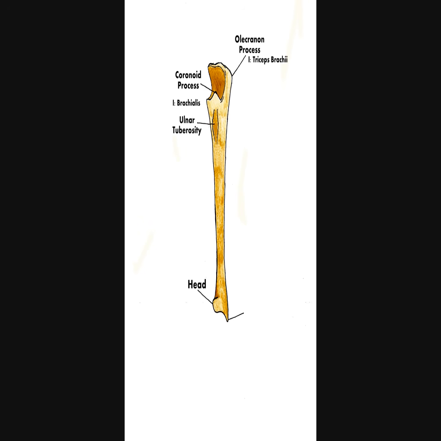Just next to that, you have another sharp point, just like you have on the radius. It looks like the point on a pen or a stylus. That makes that the styloid process of the ulna.